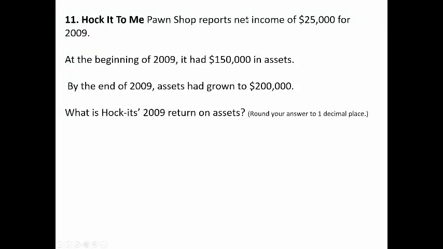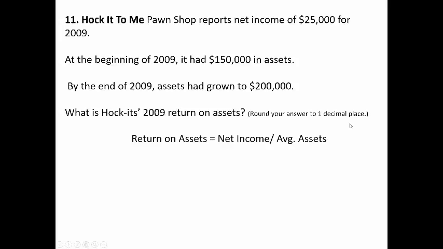Hakatumi Pawn Shop reports net income of $25,000 for 2009. At the beginning of 2009, it had $150,000 in assets. At the end of 2009, assets had grown to $200,000. What is its 2009 return on assets? And round your answer to one decimal place.